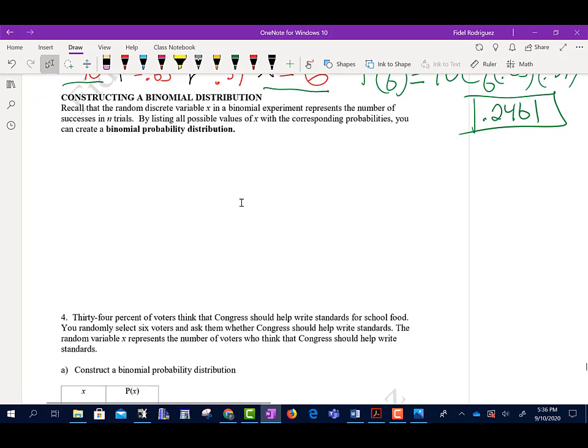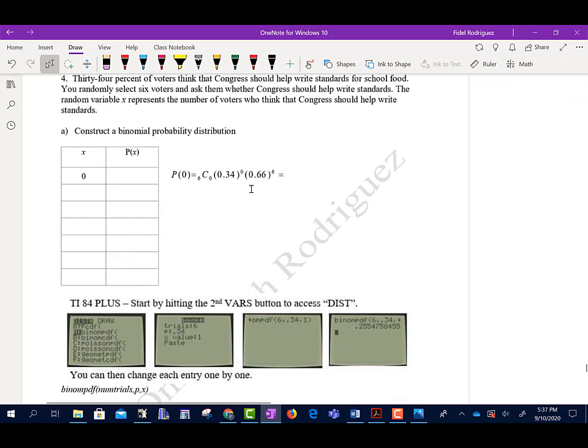Alrighty. Now we're going to talk about constructing a binomial distribution. And it says, recall that the discrete random variable x in a binomial experiment represents the number of successes in n trials. By listing all possible values of x with corresponding probabilities, you can create a binomial probability distribution. Okay, so let's see if we can figure this one out.